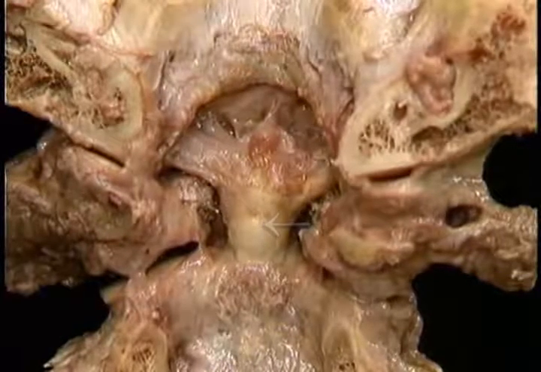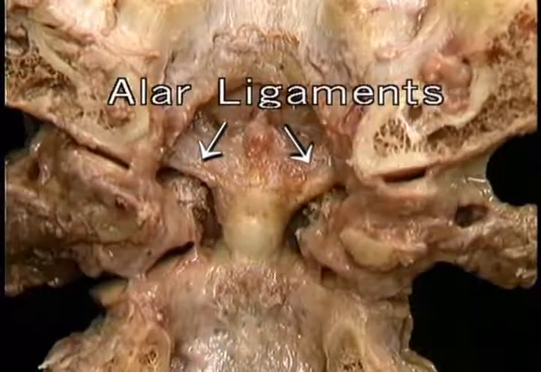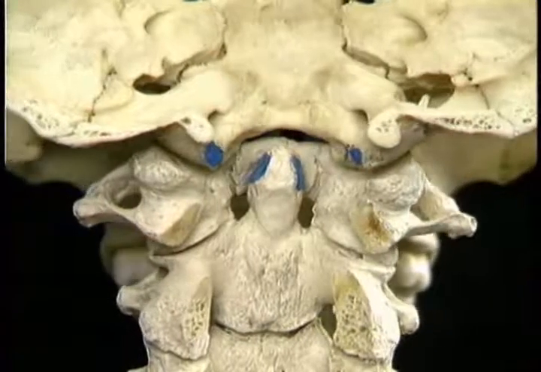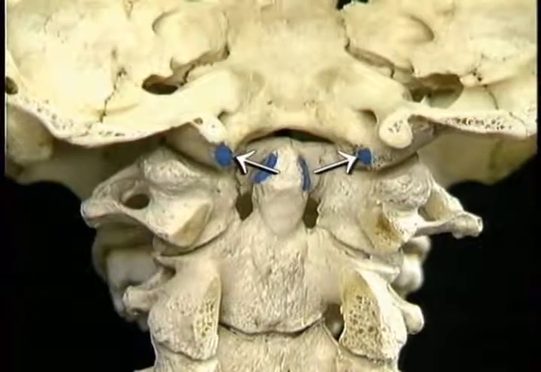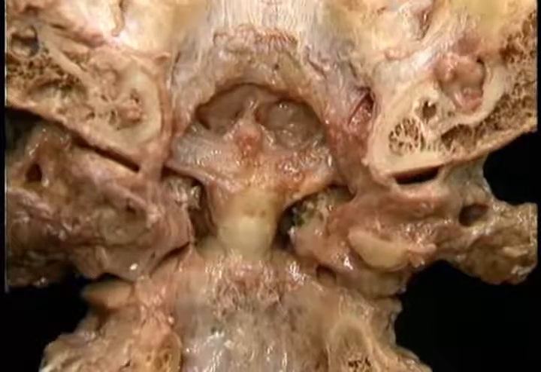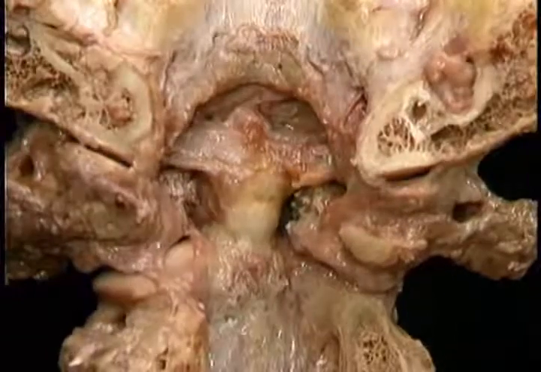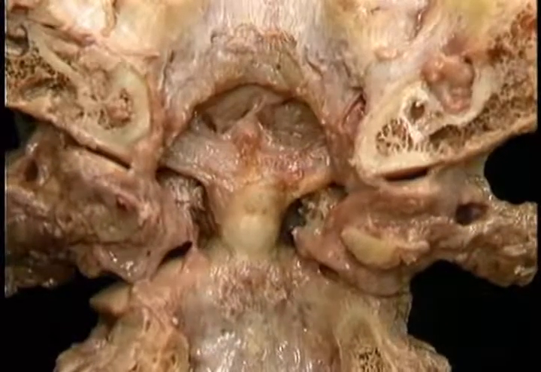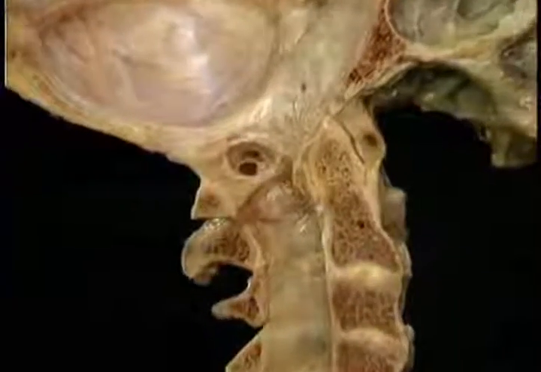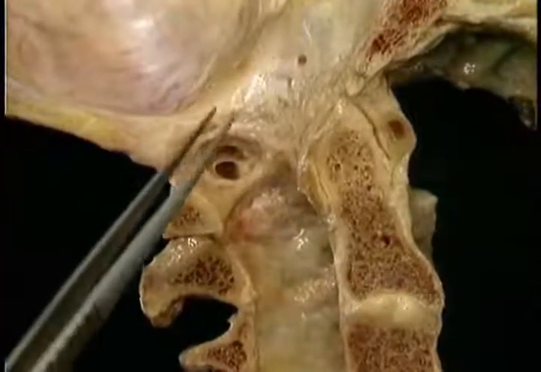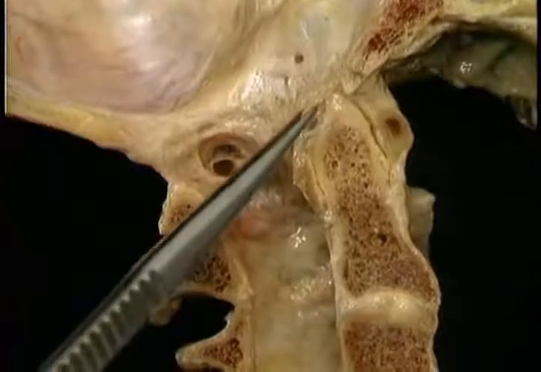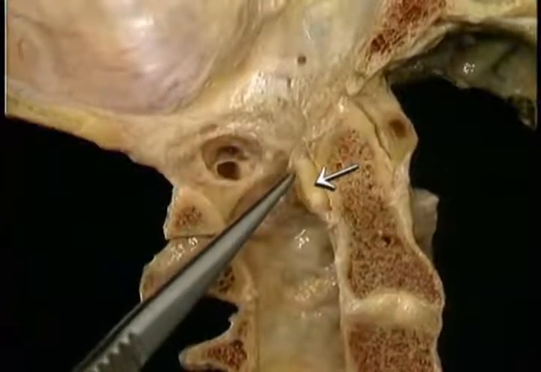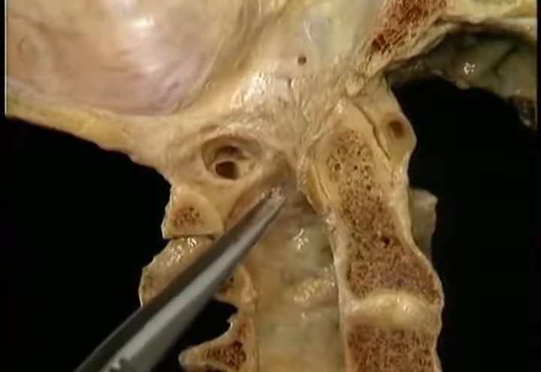Here's the odontoid process. Here are the massive alar ligaments. They pass from here on the odontoid process to here on the inside of the occipital condyles. The alar ligaments limit rotation of the head, especially in lateral flexion. Here's the side view again. Here's the tectorial membrane. Here in front of it is the divided transverse ligament of the atlas. It's quite an impressive structure.